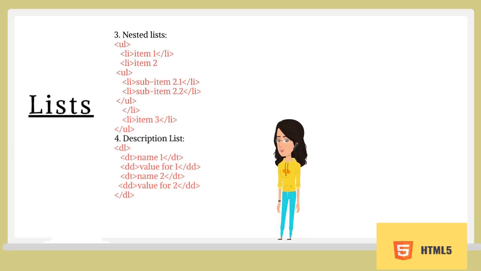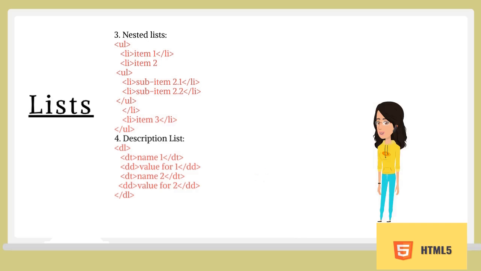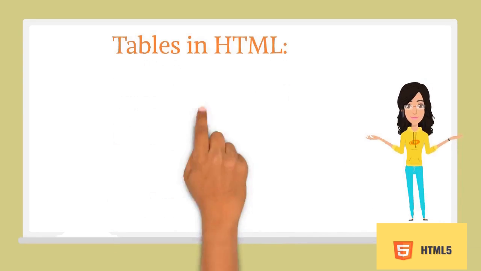And the fourth is the description list. The description list, or definition list as it was called before HTML5, can be created with the DL element. It consists of name-value groups where the name is given in the DT element and the value is given in the DD element, as you can see in the example. So these are the lists. So let's see further.